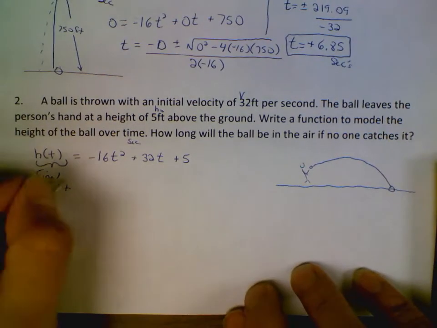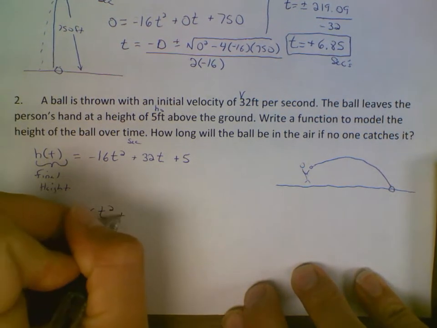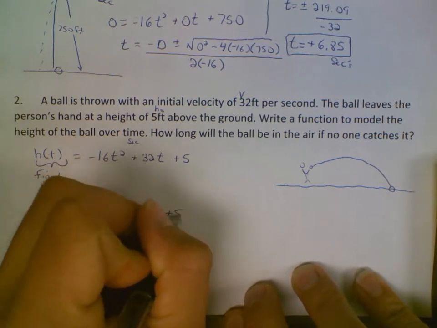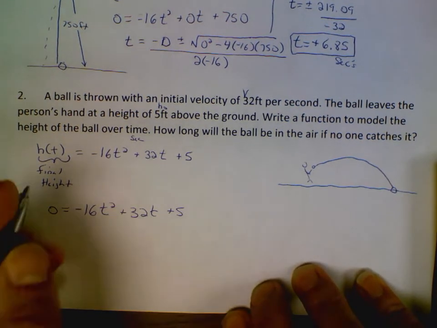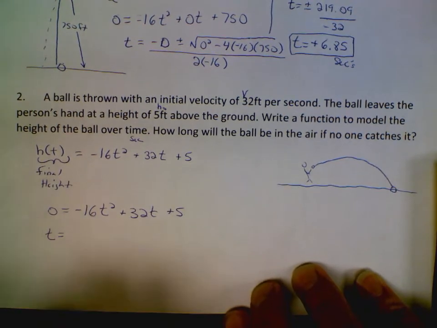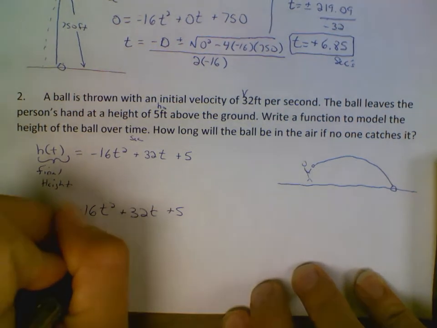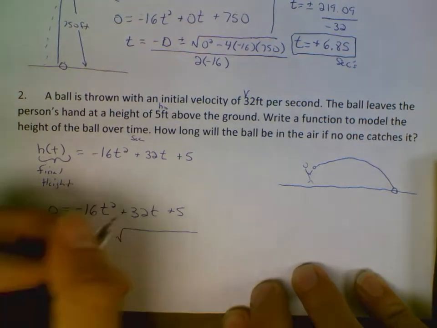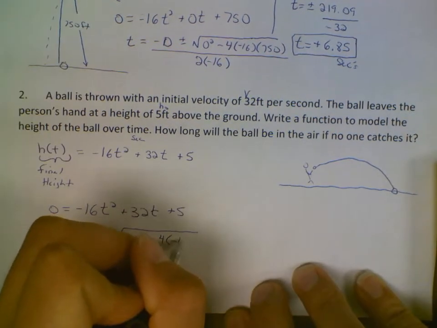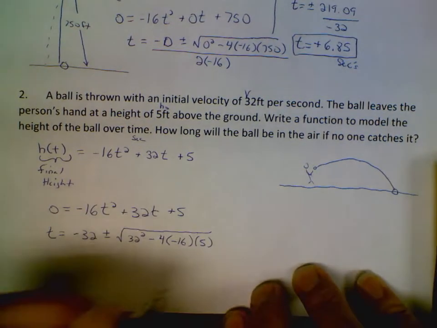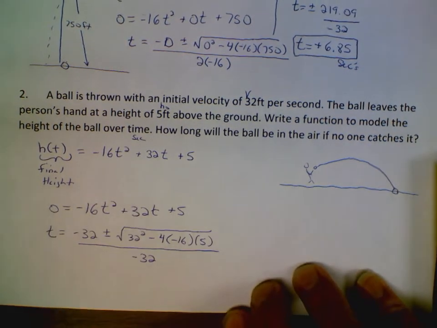So once again, we're going to plug 0 in for the final height to give us 0 equals -16t squared plus 32t plus 5, and then we're solving this for t. Now, this is a standard form quadratic, right? We can solve this once again using the quadratic formula. It's going to be t equals the opposite of b, so that's -32, plus or minus the square root of b squared, so 32 squared, minus 4 times my a, which is -16, times the c, and then it's going to be divided by 2 times my a, which is -32. And then I'm simplifying this.